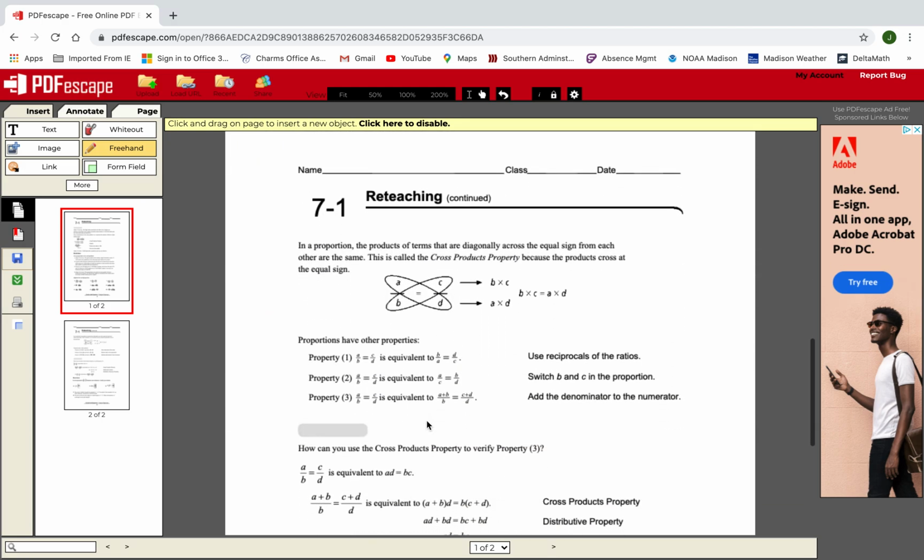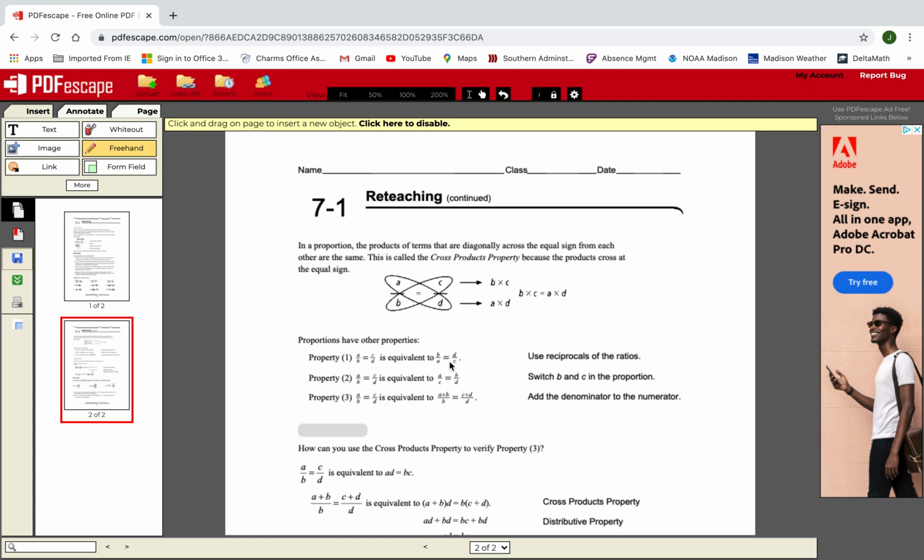So let's look at the second page, where it says in a proportion, the products of terms that are diagonally across the equal sign from each other are the same. This is called the cross products property because the products cross the equal sign, okay? So this shows you that if A over B equals C over D, then A times D equals B times C. Okay, so then there are some properties that go with this.